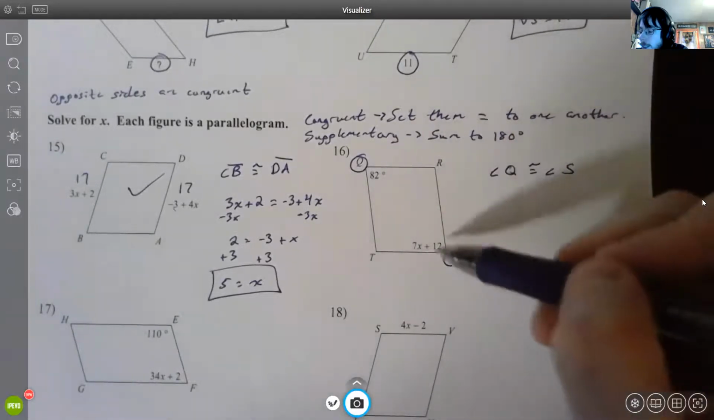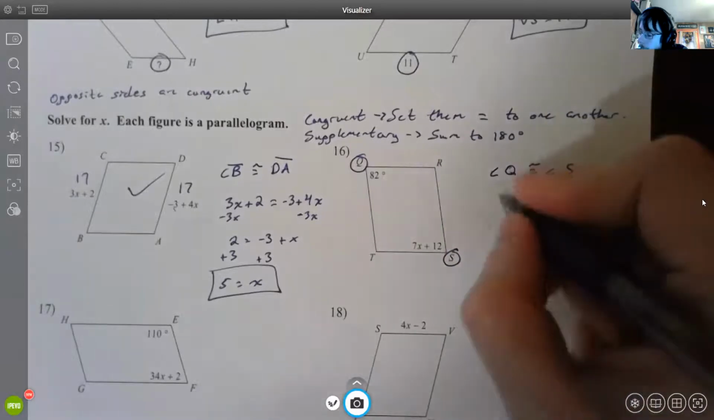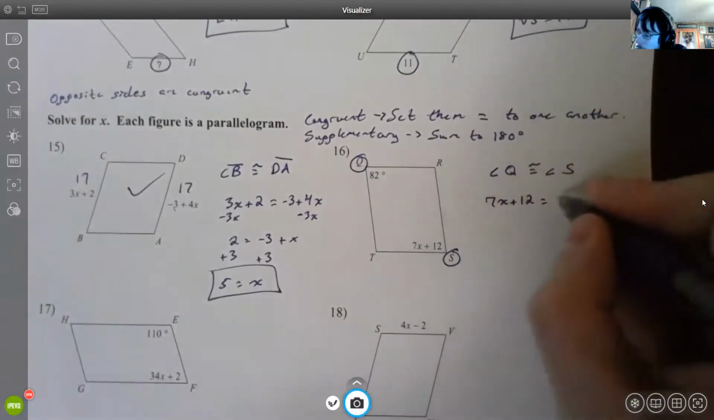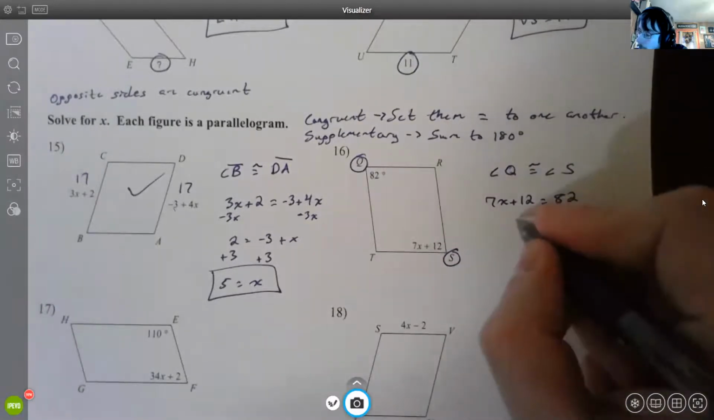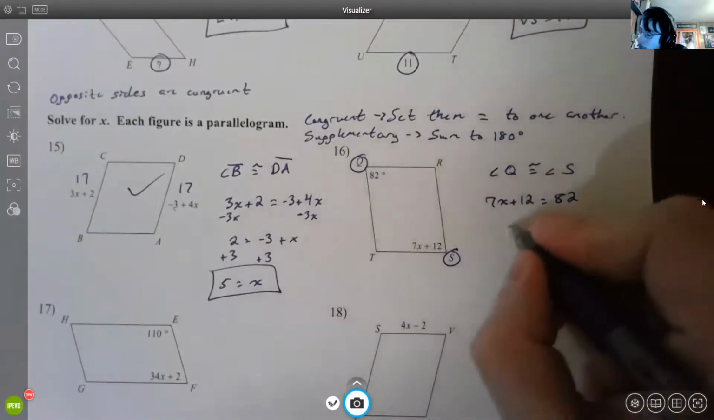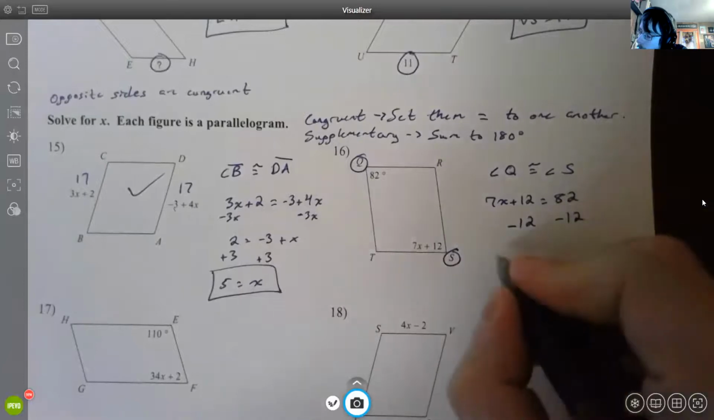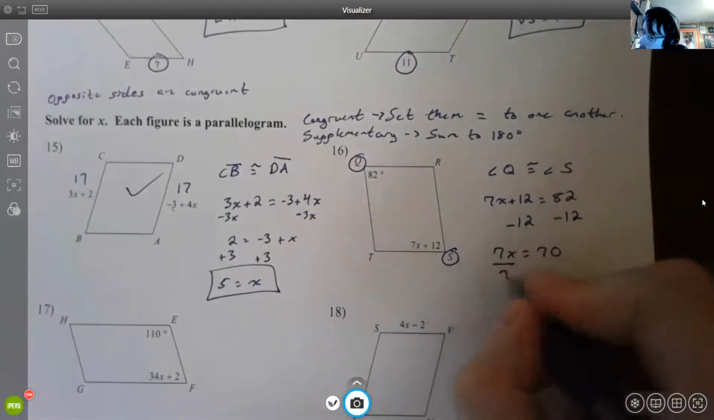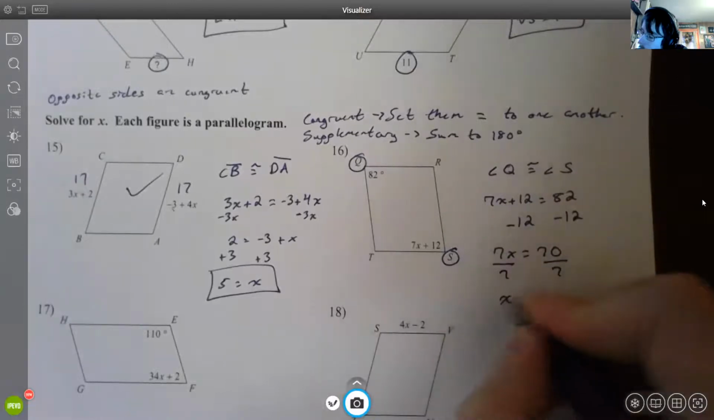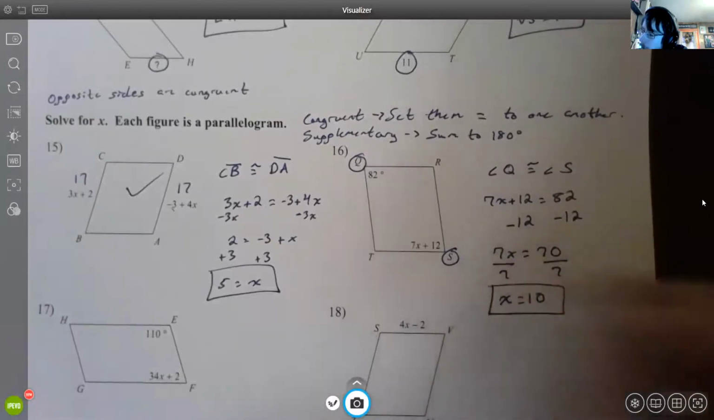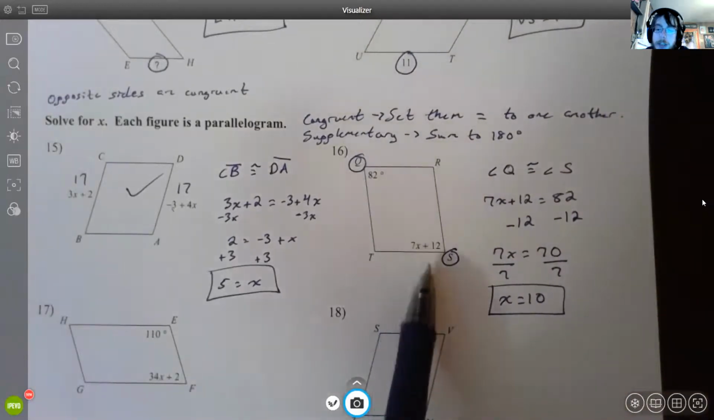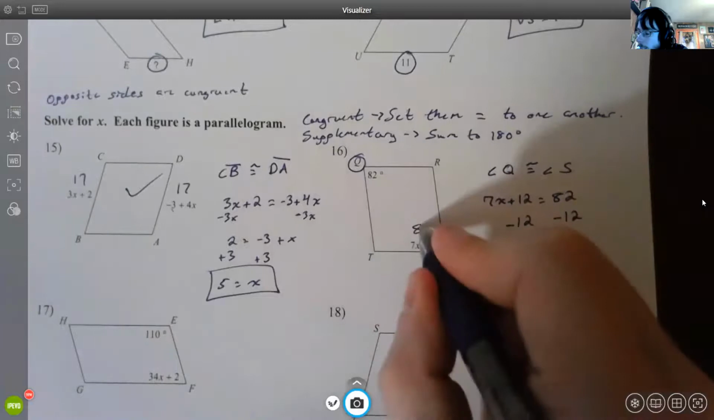So that means we need to take these two and set them equal to one another. So 7x plus 12 is equal to 82. And then we solve for x. Subtract 12 from both sides, and we get 7x is equal to 70. Divide both sides by 7, and we get that x equals 10. If you plug that in, you get 7 times 10, which is 70, plus 12, which is indeed 82.